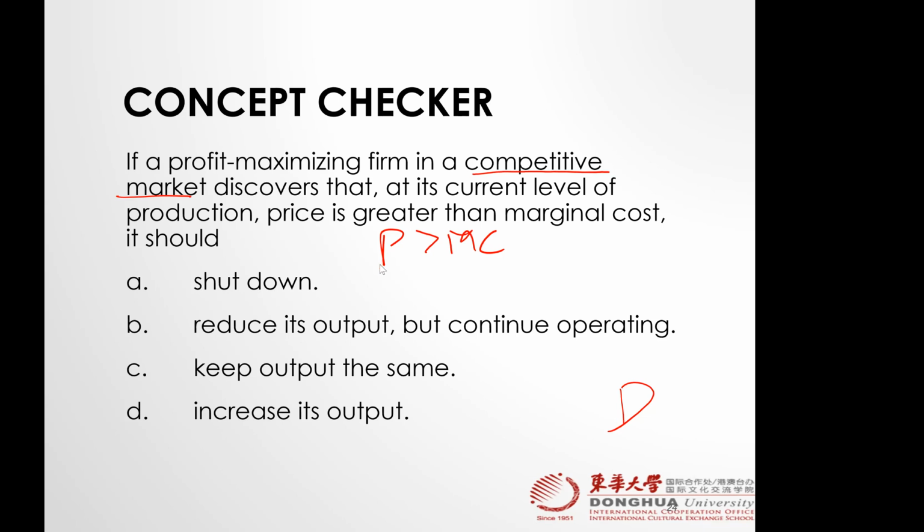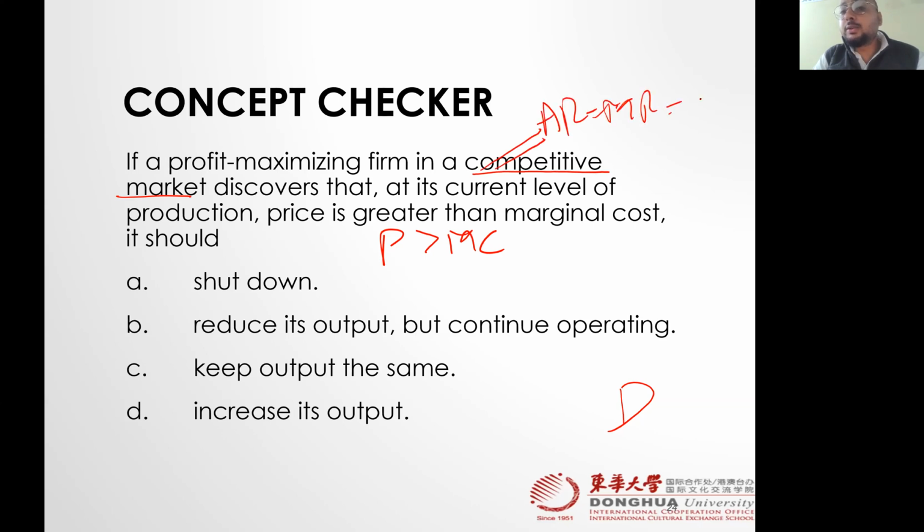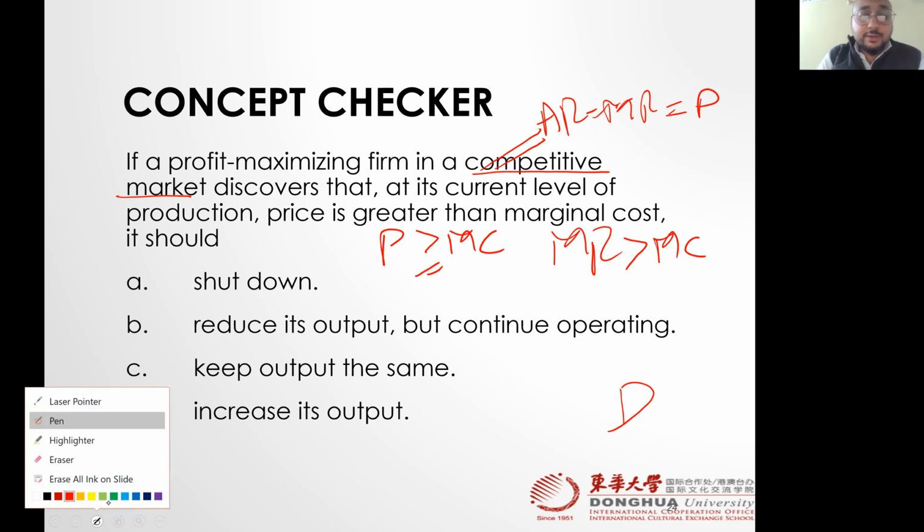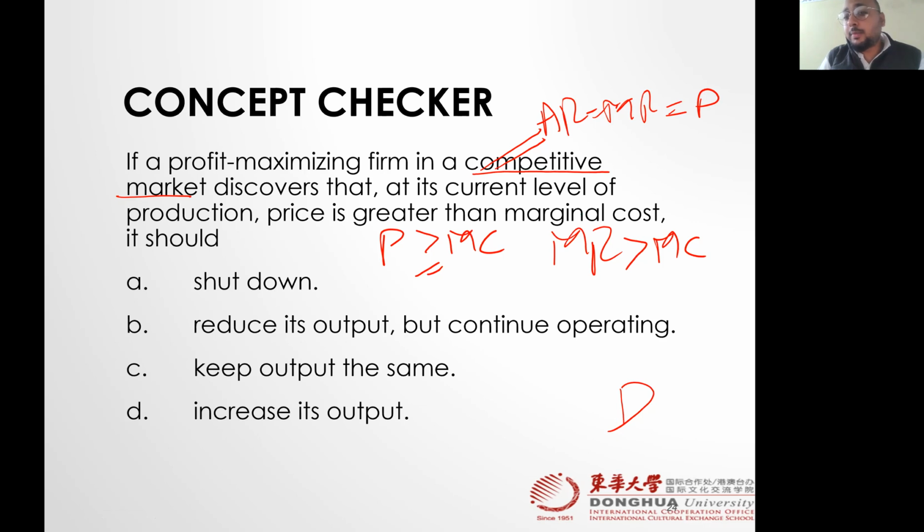Because we just learned that if we are talking about a competitive firm, the revenue structure is AR equals MR equals P. If price is greater than MC, it means MR is greater than MC. And what did we discuss? The managerial decision that if marginal revenue is greater than marginal cost, increase the production. Well done, guys.